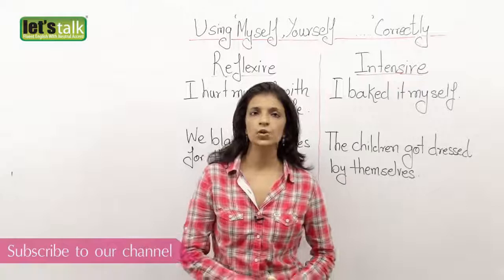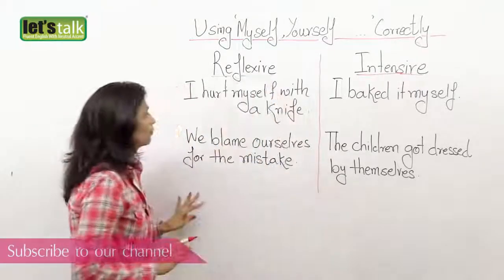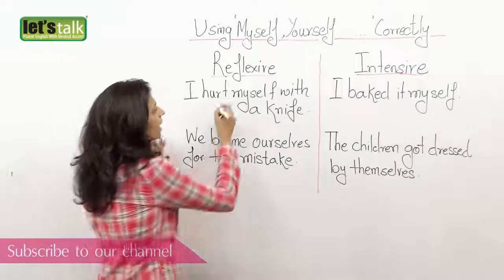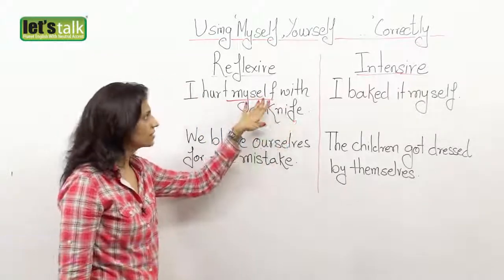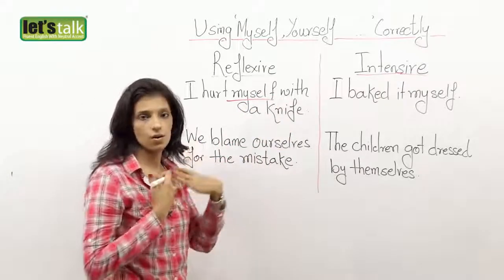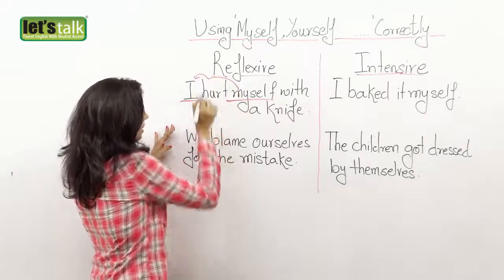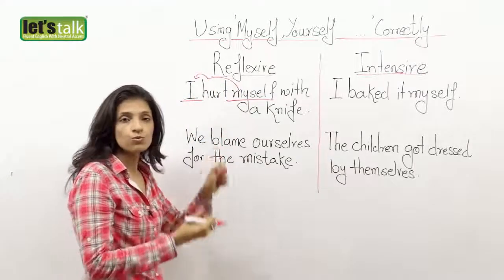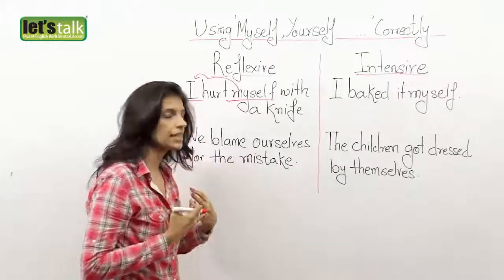So now let's take a look at when we use reflexive pronouns. For example, if I say I hurt myself with a knife. Now myself is a reflexive pronoun because it is reflecting back at me. I hurt myself. So when you do something to yourself and the action is reflecting back, it is a reflexive pronoun.